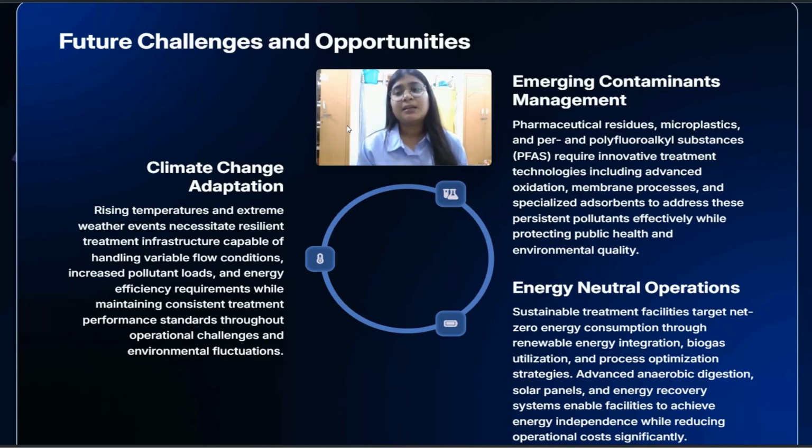In emerging contaminants management, pharmaceutical residues, microplastics, and per- and polyfluoroalkyl substances require innovative treatment technologies including advanced oxidation, membrane processes, and specialized adsorbents to address these persistent pollutants effectively while protecting public health and environmental quality. Then energy neutral operations are there. Sustainable treatment facilities target zero energy consumption and all. Renewable energy, we can say.